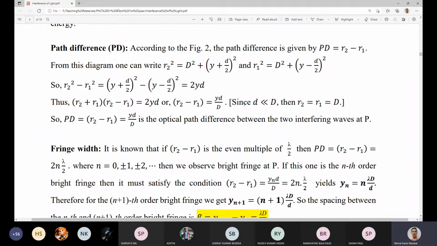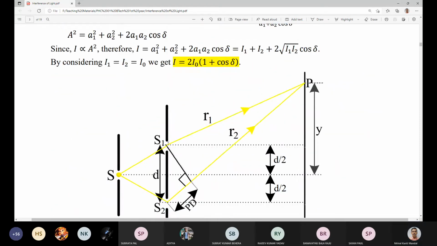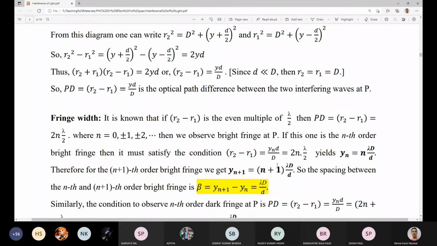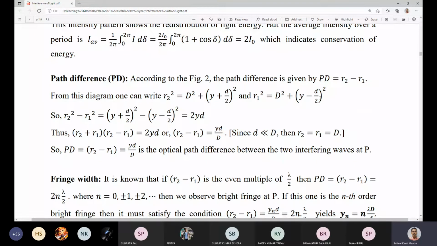And R1 square is equal to D square plus (Y minus d by 2) whole square. Then R2 square minus R1 square: the D square will cancel out, and (Y plus d by 2) whole square minus (Y minus d by 2) whole square will give you twice Y into d. So after simple mathematical steps, you will get twice Y into d.